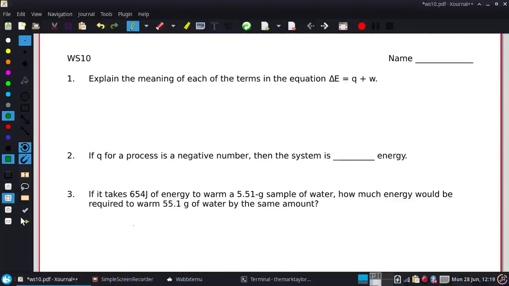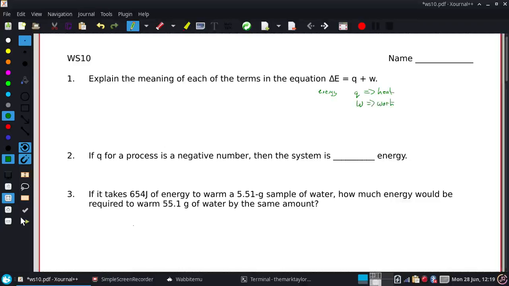Right, we want to explain the meaning of each of the terms in the equation delta E equals Q plus W. Well, the delta E represents the change of energy of a system, so the E is energy. And we are looking at the change of it because that's actually easier to measure than it is to measure the energy of a stationary phase. And when that change occurs, the energy is released or measurable in the terms of Q and W, where Q is the heat and W is work.